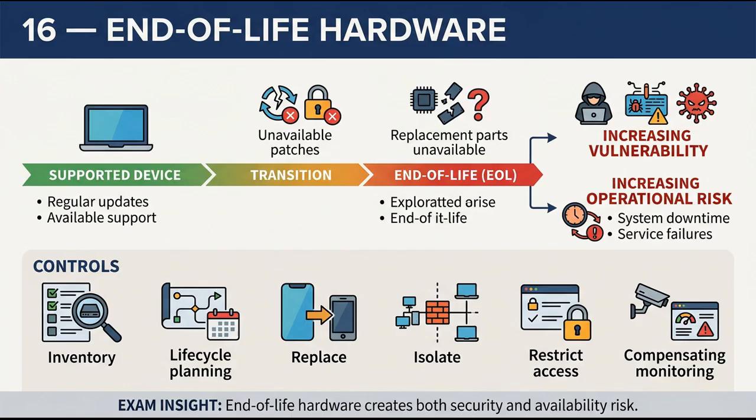On the exam, distinguish hardware lifecycle from a single missing patch. If the vendor has ended the product line and parts or updates are unavailable, replacement is usually the strongest long-term answer. Compensating controls reduce exposure, they do not restore manufacturer support or eliminate operational fragility.